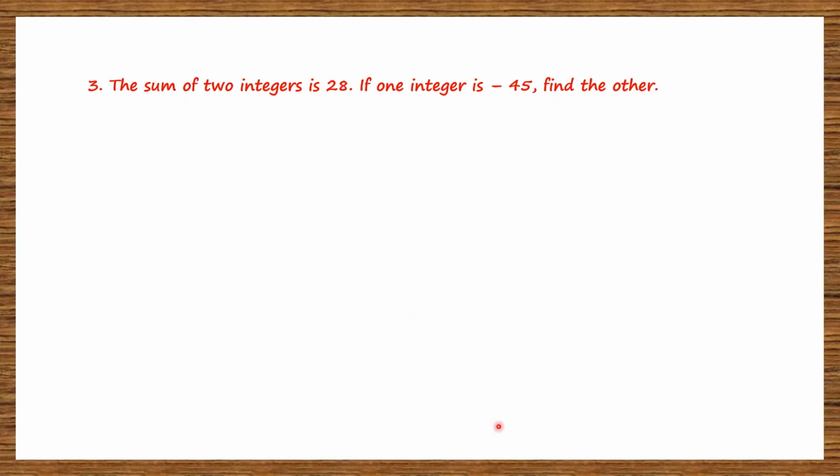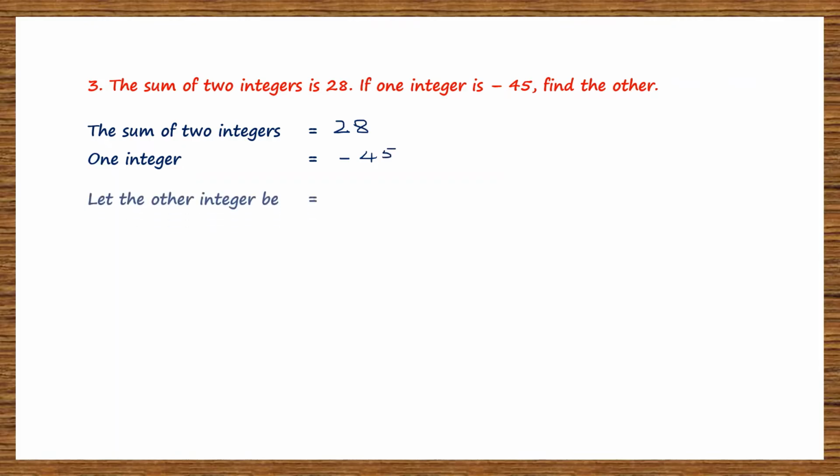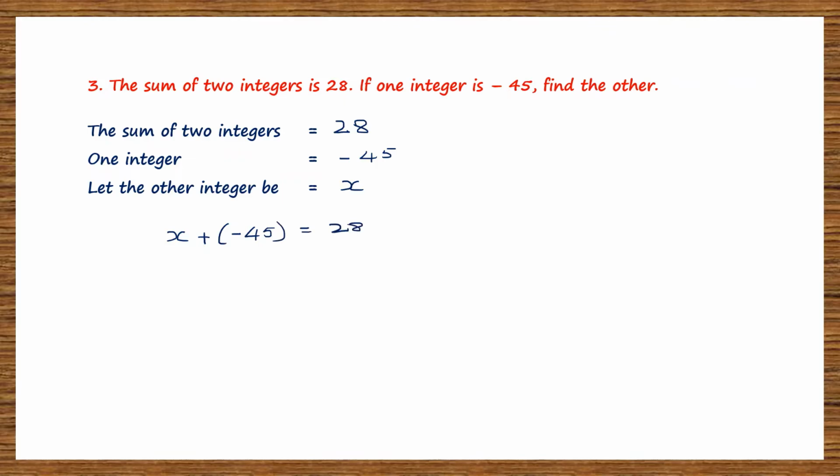So let's write what's given to us. The sum of two integers is given to us, that is 28. And one integer is given to us, that's minus 45. Now let the other integer be x. Let's consider the other integer to be x. So now the question says the sum of two integers. That means if I add up x and minus 45, my answer is 28. This is given to us in the question.